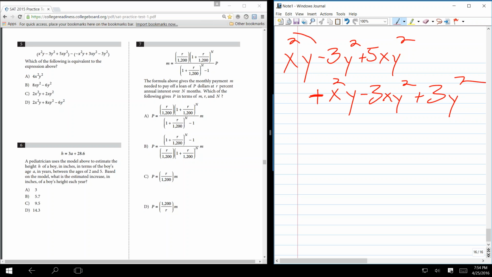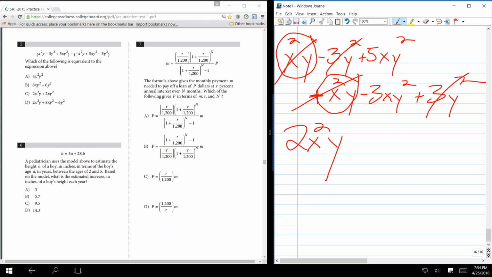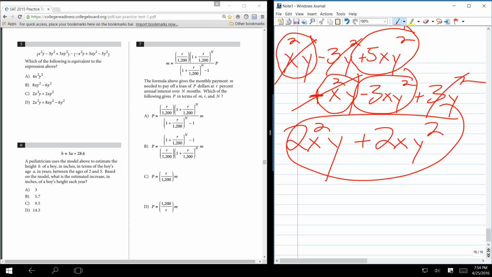Well, there's only one x squared y and another one there. So what's the sum of those two? 2x squared y. And then we've got a minus 3y squared and a plus 3y squared. Those cancel. Let's cross these out because we've already taken care of them. And then finally we have xy squared. What's the combination of that and that? 2xy squared. Plus 2xy squared. So that's our answer. Yep. C.